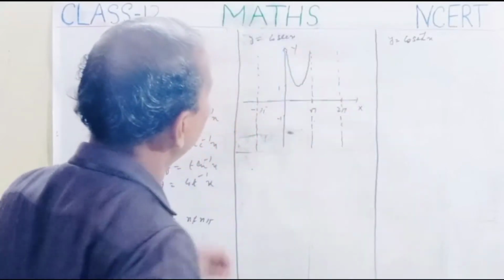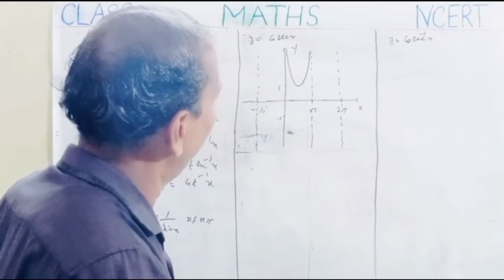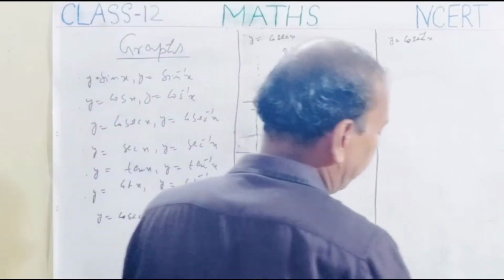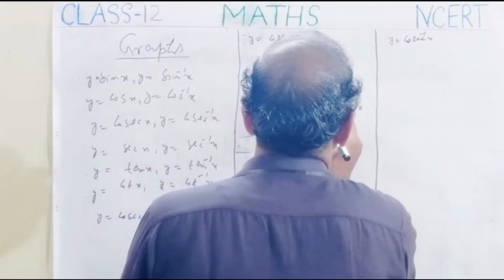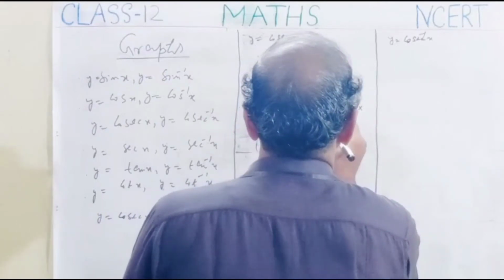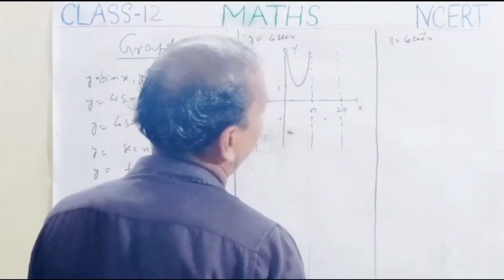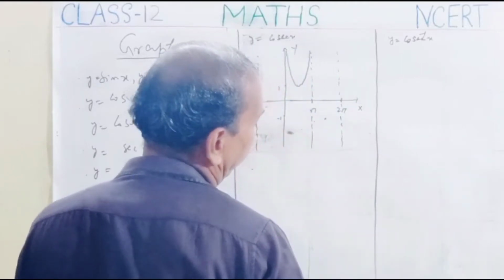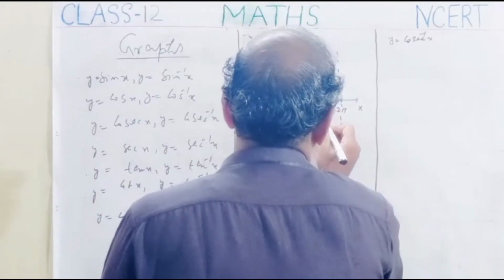Not defined means that point is going to infinity. Similarly, the value at this point will be minus 1. This is your 1, so this value is your minus 1. Okay, and this is again not defined for pi and for 2 pi. So I can draw the graph like this.